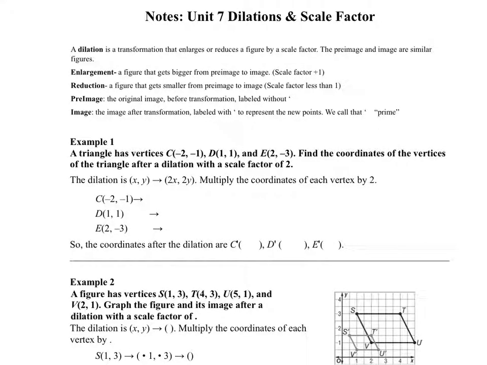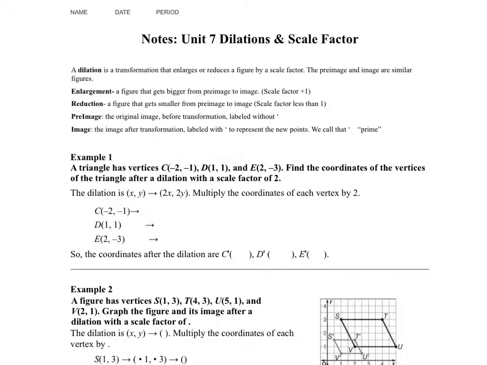So I'm going to reread that one part for everybody. So 7.1 or 7.3 notes, it says a dilation is a transformation that enlarges or reduces a figure by a scale factor. The pre-image and image are similar figures. Okay, so it's the same figure but enlarged or reduced. We were kind of talking about that yesterday with similar figures, right? So they're kind of a dilation, a smaller or a bigger version, but it's still the same figure, just bigger or smaller, okay?